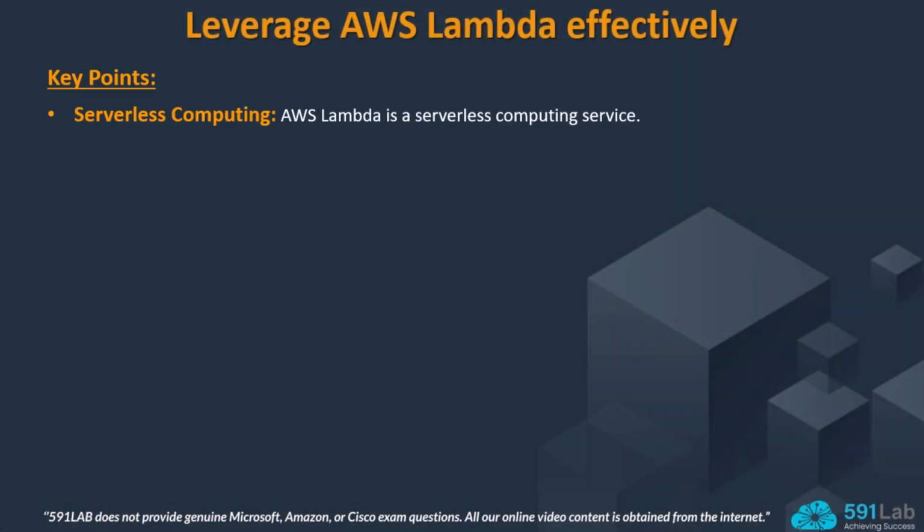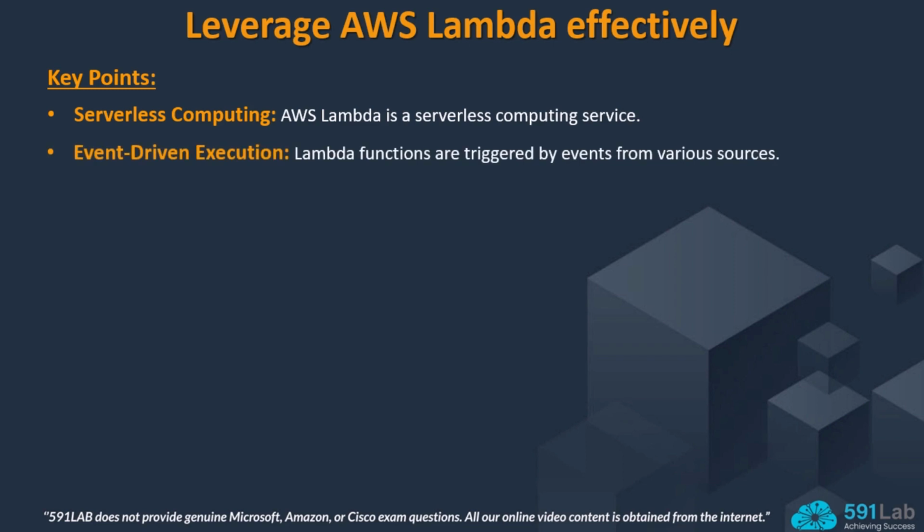Alright, so here are a few key points which help you to leverage AWS Lambda effectively. AWS Lambda is a serverless computing service. It allows you to run code without provisioning or managing servers. Lambda functions are triggered by events from various sources, such as changes in data in Amazon S3 buckets, updates to Amazon DynamoDB tables, HTTP requests via Amazon API Gateway, messages from SNS or SQS, and more.